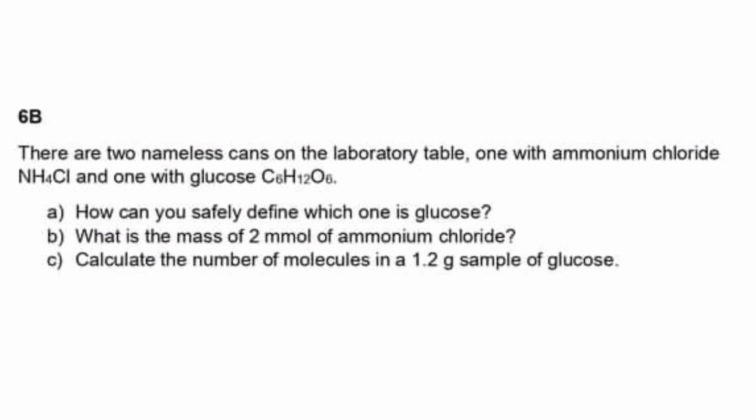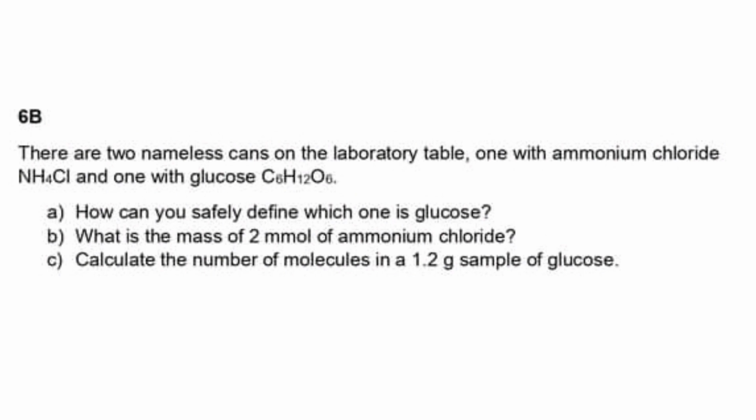The second question, 6B: there are 2 nameless cans on the laboratory table, one with ammonium chloride NH4Cl and one with glucose C6H12O6. How can you safely determine which one is glucose? What is the mass of 2 moles of ammonium chloride? Calculate the number of molecules in a 1.2 gram sample of glucose. So 6A was from physics and 6B was from chemistry. You can solve any one of these questions, either A or B.